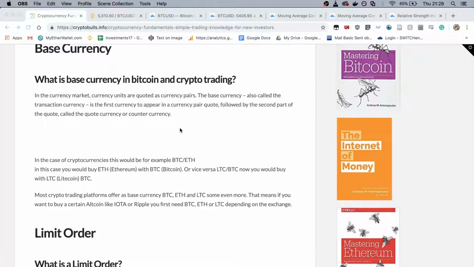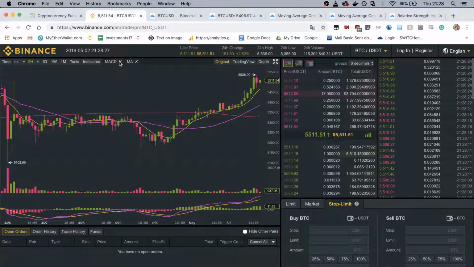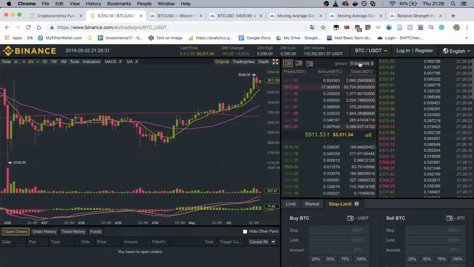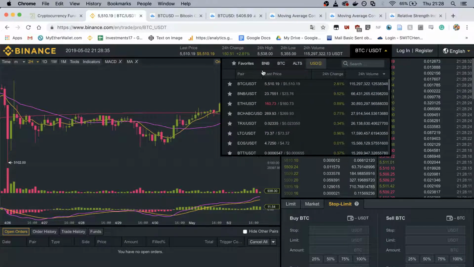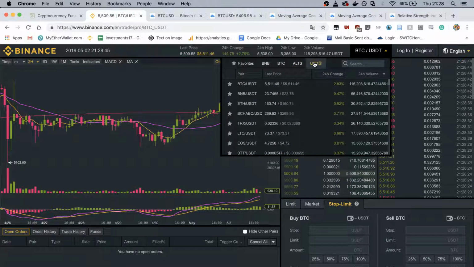Now there are also other base currencies. For example, on Binance you've also got Tether, USDT, you've got BNB. So if you go onto Binance, we're on Binance here, you will have BNB, BTC, you've got different alts. I think they also added Ripple recently as a base currency. And yes, this USDT we already looked at.